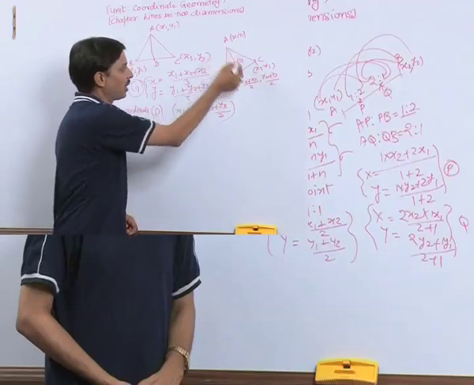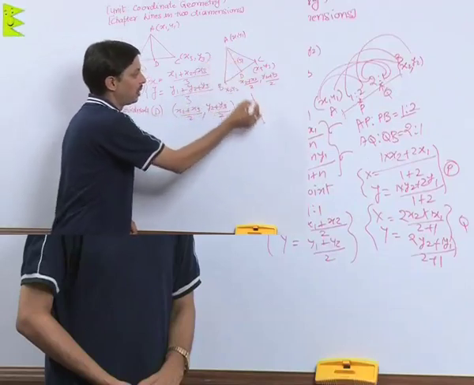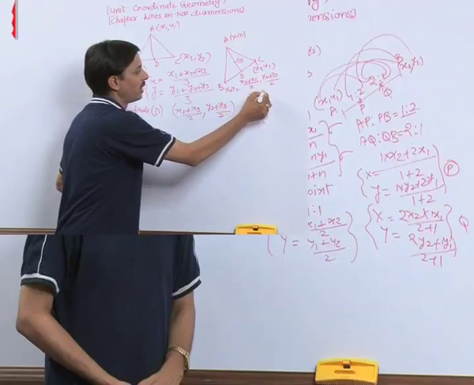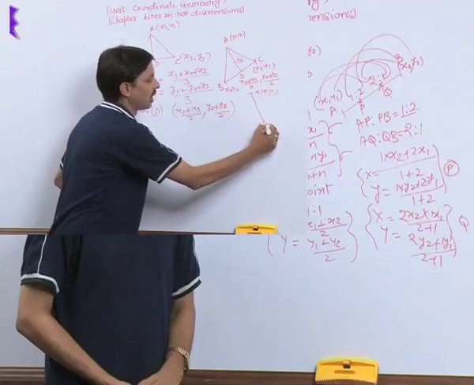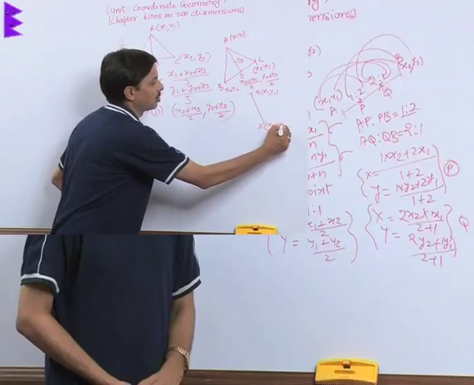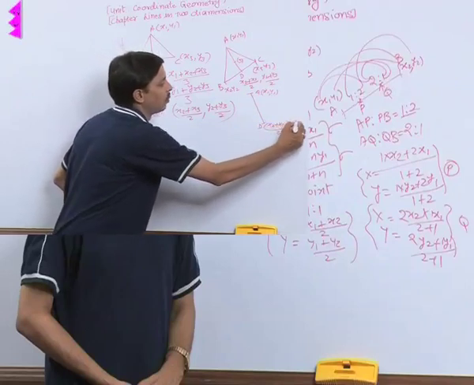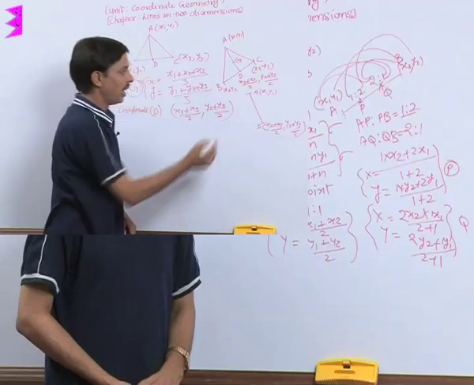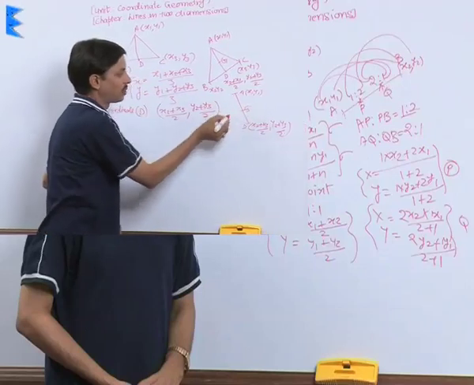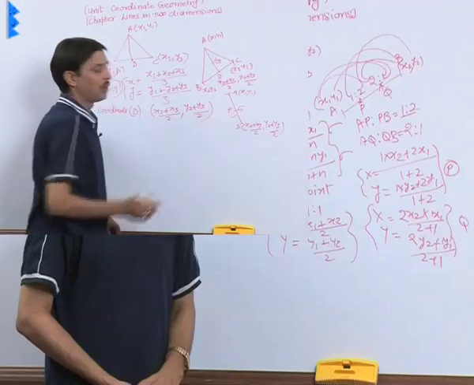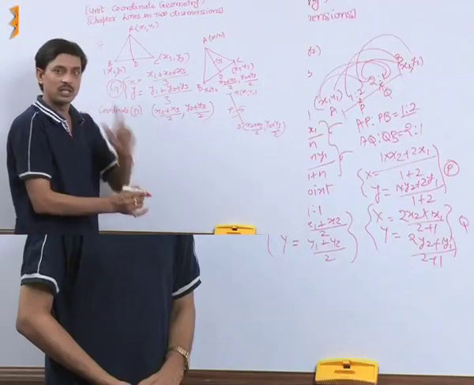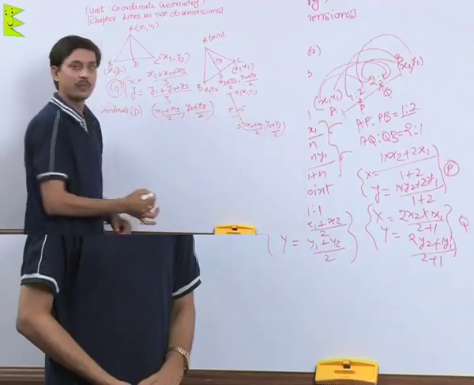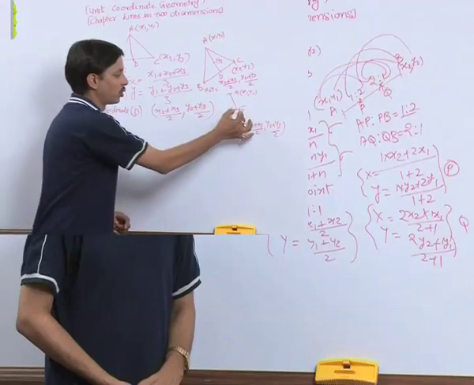So if I take AD again separately, at A the coordinates are x1, y1, and at D the coordinates are (x2 plus x3) upon 2, comma, (y2 plus y3) upon 2. G is the centroid, which divides our median in the ratio 2:1. Now if we apply the section formula to this AD, we will find the coordinates of G.